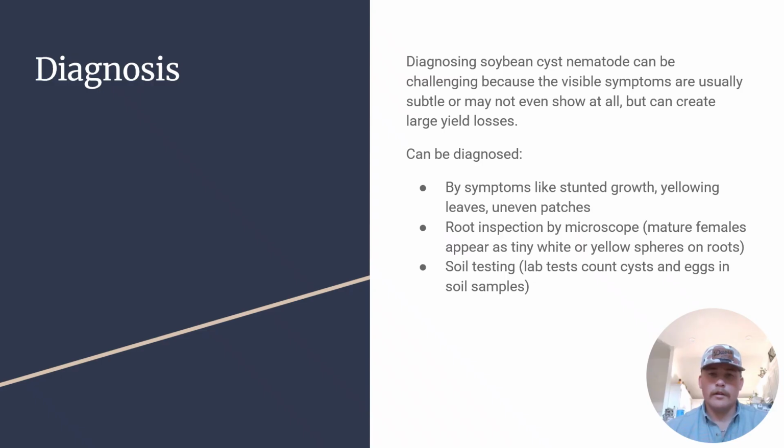The diagnosis of soybean cyst nematode can be challenging, but the visible symptoms are usually subtle or may not even show at all, but can create large yield loss. It can be diagnosed by symptoms like stunted growth, yellowing leaves, uneven patches, root inspection by microscope, or soil testing.